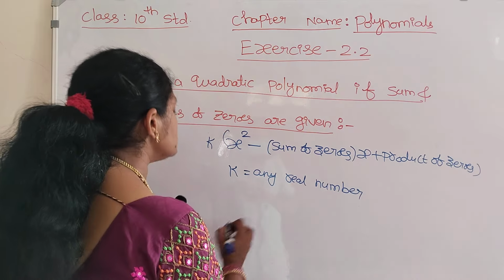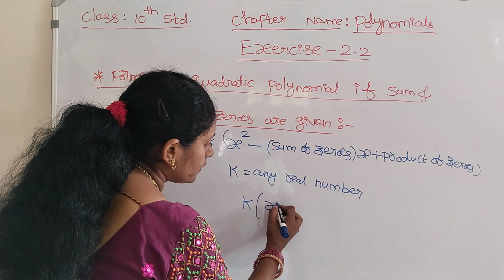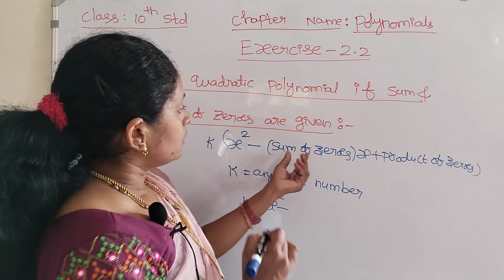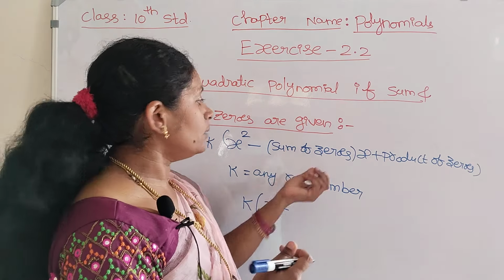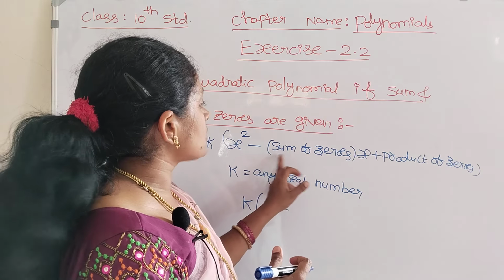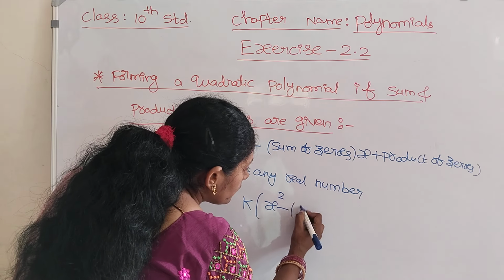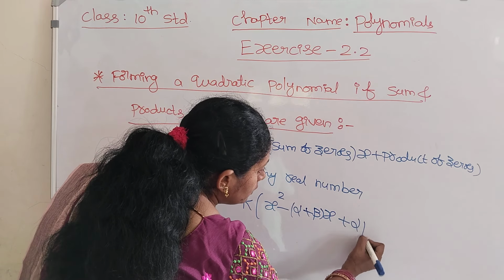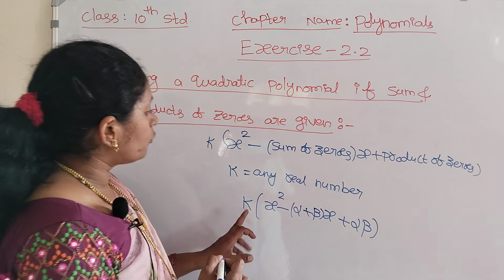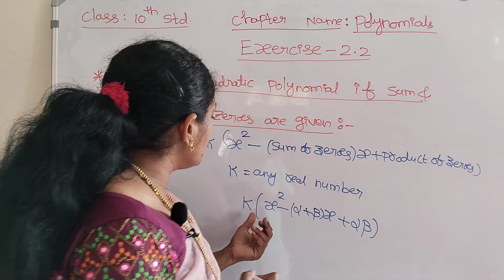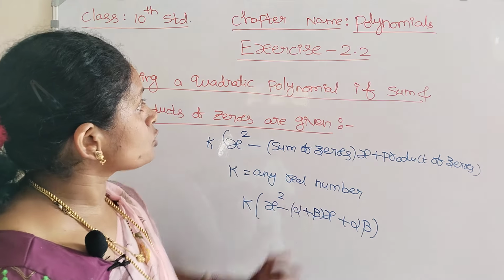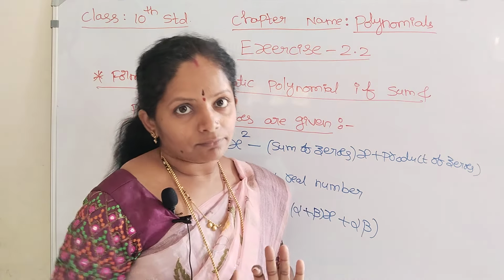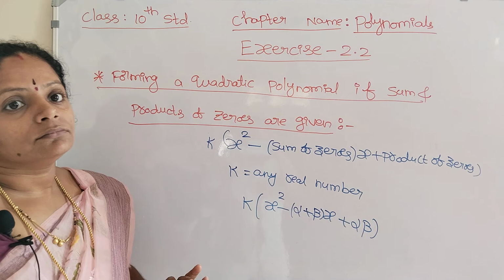Shortly we can write it as k into x square minus, with alpha and beta as the zeros, the sum alpha plus beta into x plus alpha into beta. What value we have to use for k? While solving 2.2, it will be cleared.